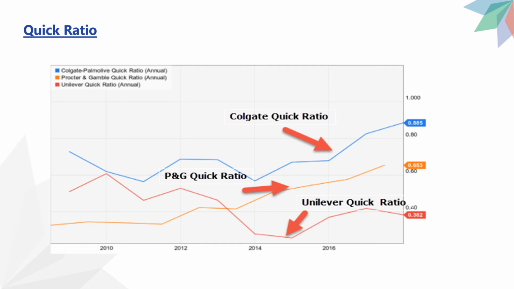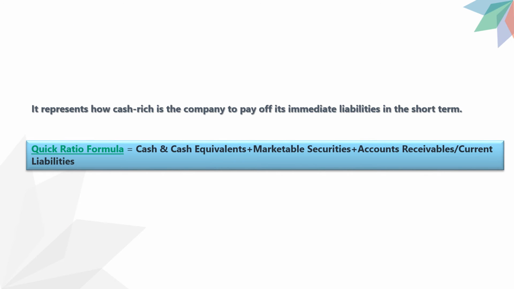Quick ratio. Blue, Colgate-Palmolive quick ratio annually increasing to 0.885. Orange, Procter quick ratio annually increasing to 0.653. Unilever quick ratio annually decreasing to 0.882. It represents how cash-rich the company is to pay off its immediate liabilities in the short term. Quick ratio formula equals cash and cash equivalents plus marketable securities plus accounts receivables divided by current liabilities.